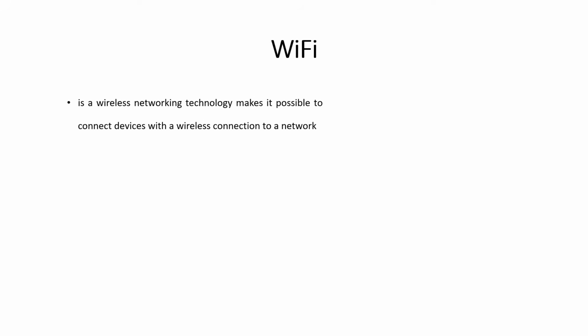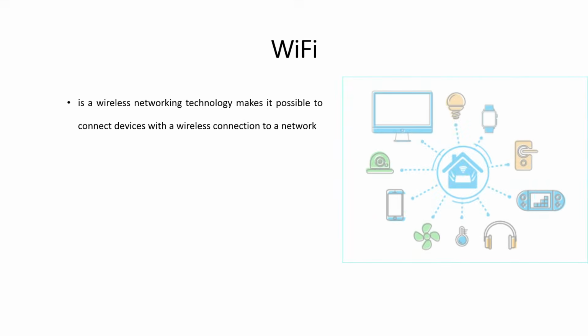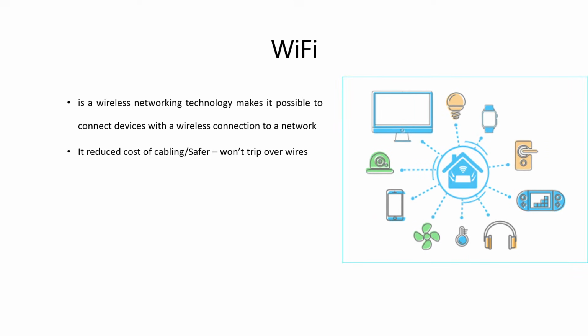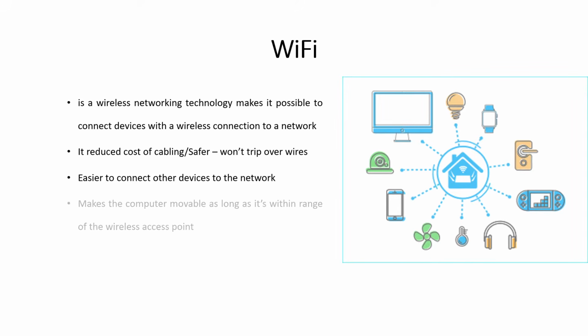Bluetooth and Wi-Fi. Wi-Fi is basically a wireless networking technology that makes it possible to connect devices with a wireless connection to the network. It reduces cabling and is safer, because you won't trip over the wires. It's easier to connect other devices to the network. It works on any computer as long as it's within range of the wireless access point.